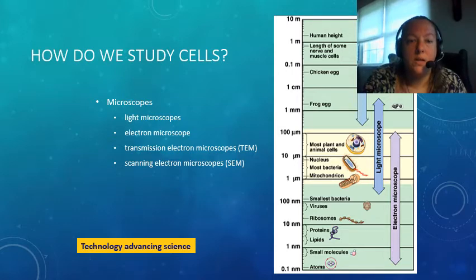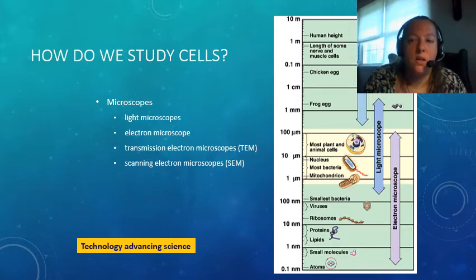Here we see the names of different types of microscopes that are used that we're going to be talking about later, and a graphic here showing you from smallest, which is 1/10 of a nanometer, all the way up to 10 meters, which is more than the height of a human.